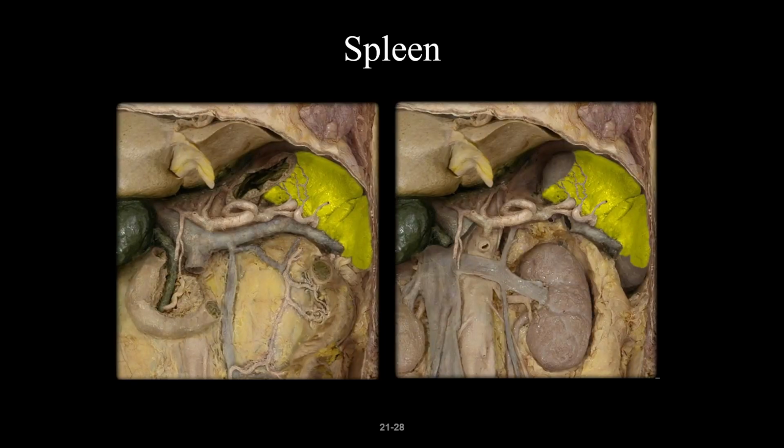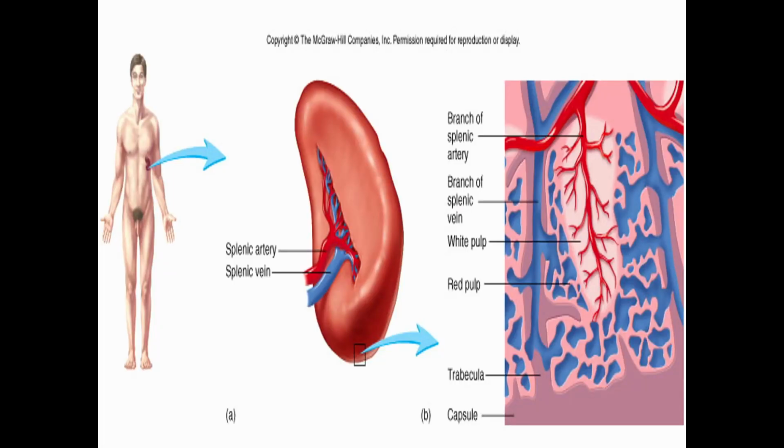So this is your spleen. You can find it just above your kidneys. This is the anatomical view of your spleen. It is very vascularized, together with the red pulp and your white pulp.